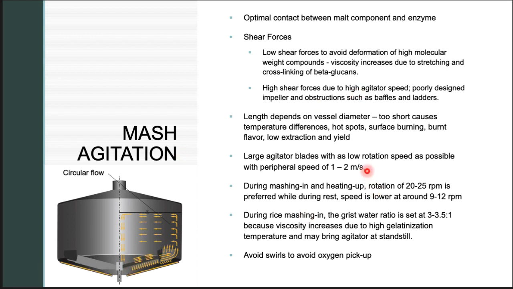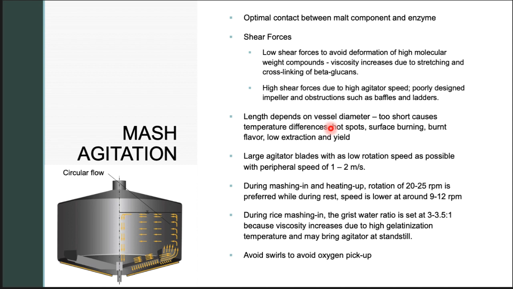Therefore, the impeller of the agitator needs to be properly designed and the rotation speed of the impeller must be set at an optimum level. Similarly, obstructions such as baffles and ladders also increase the shear forces and hence are avoided in modern mash tuns to the extent possible.